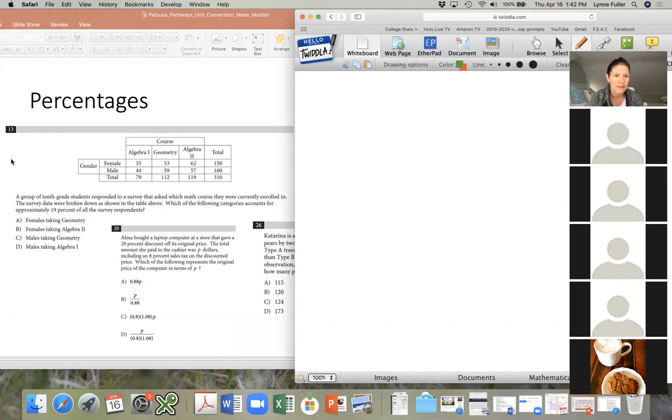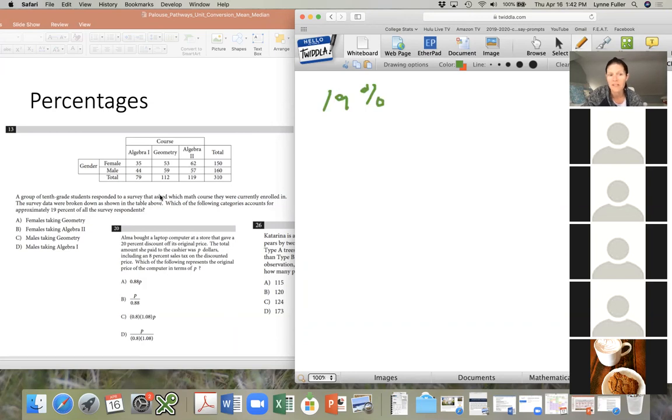A group of 10th grade students responded to a survey that asked which math course they were currently enrolled in. The survey data were broken down as shown in the results above. Which of the following categories accounts for approximately 19% of all survey respondents? So it has to equal 19%.